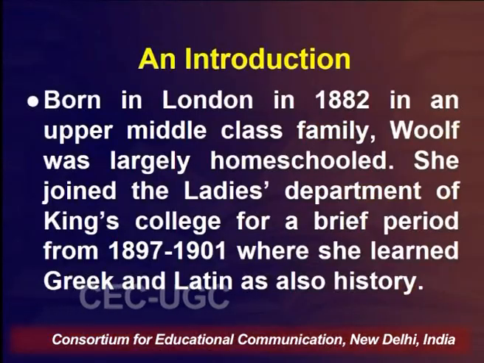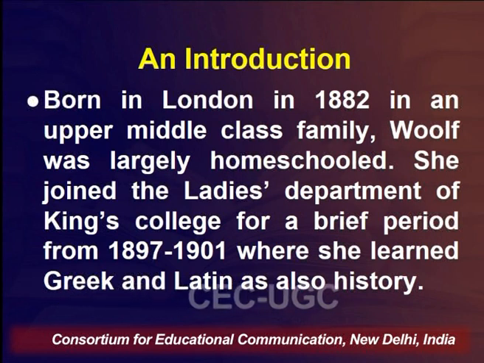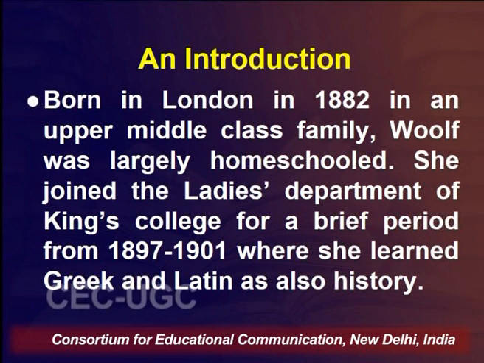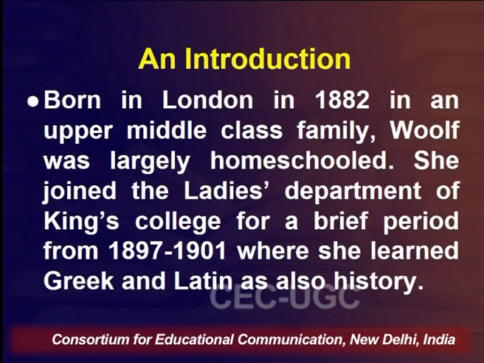She was very much a London lady, born in London and born in an upper middle class family in 1882, and was largely homeschooled because at that time university education was also not available for women. She in fact attended the ladies department of King's College for a brief period from 1897 to 1901, where she actually learned history, Latin and Greek. And this in a way gave her a good grounding in history and the classical languages, but she was drawn towards Russian literature during this period.